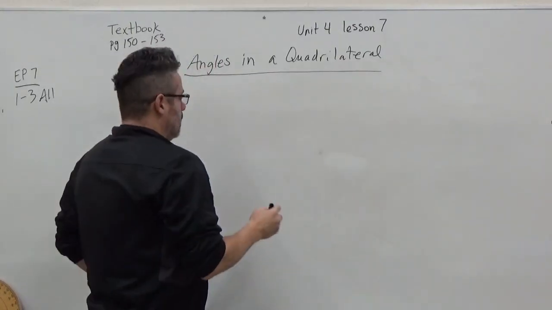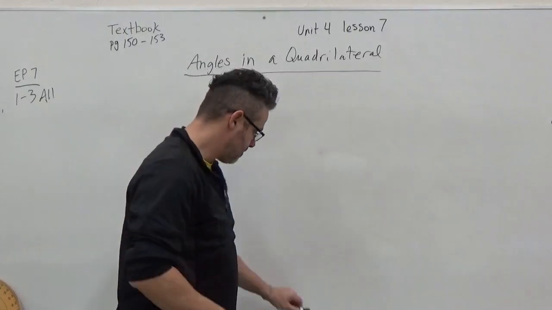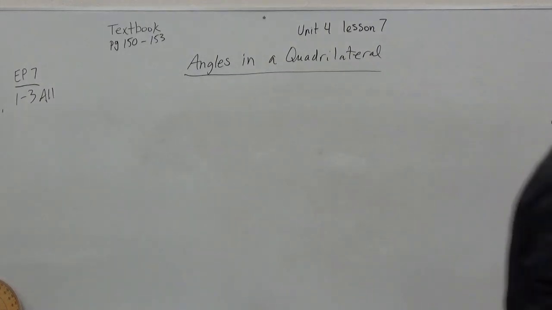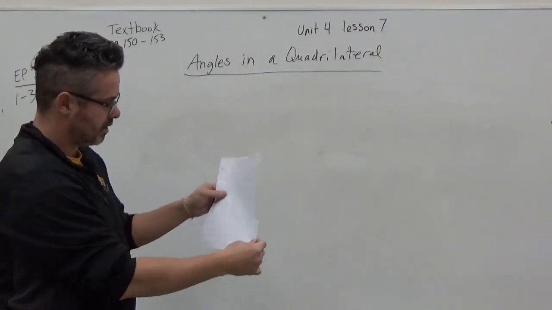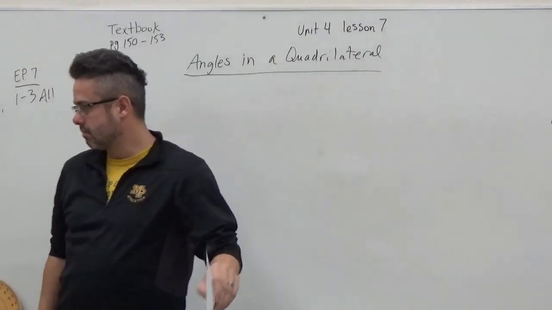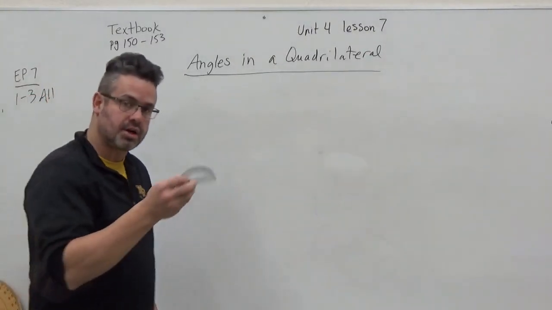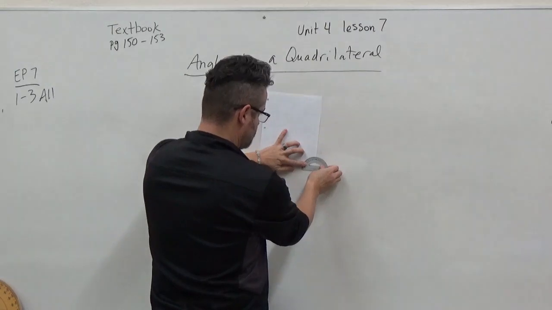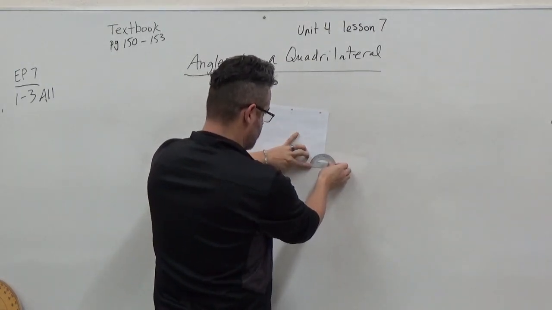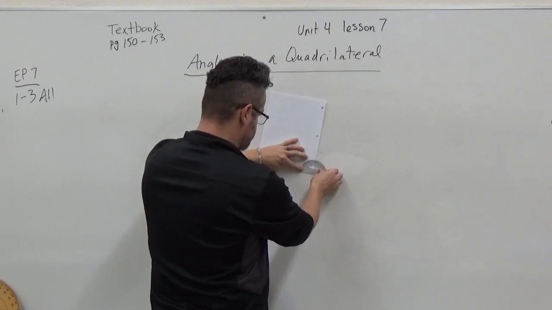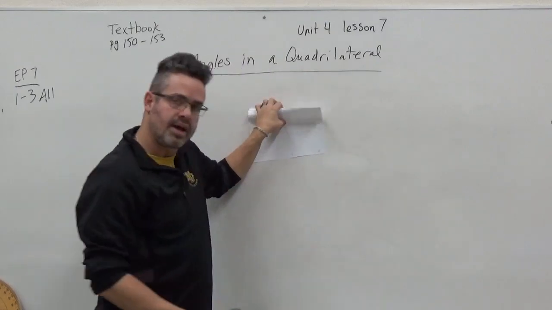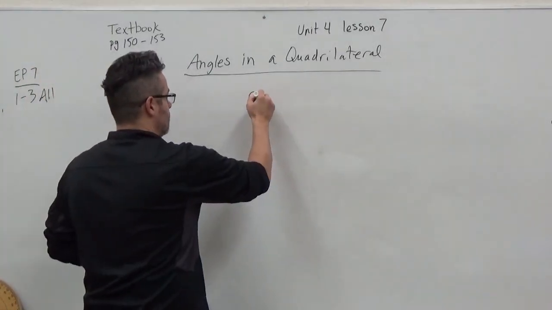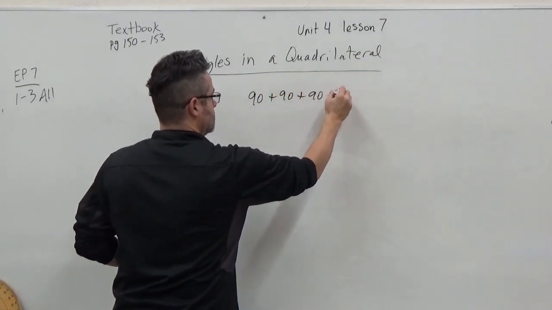Well, let's see if we can prove that. Let's try with our paper again. So we'll grab a piece of paper. If you took a protractor and measured each of the angles, well, this one's pretty simple, right? They all measure 90 degrees because they're all right angles. So a square and a rectangle are pretty easy. 90 plus 90 plus 90 plus 90.